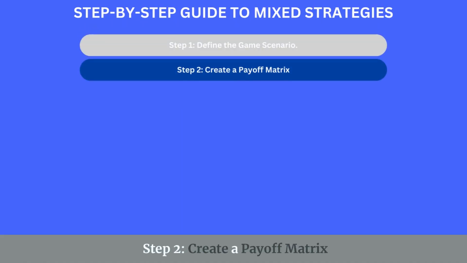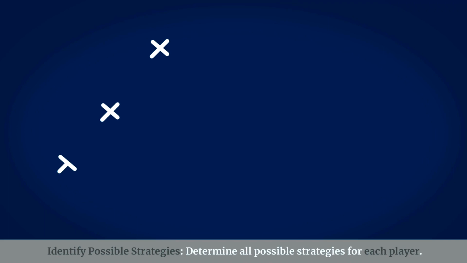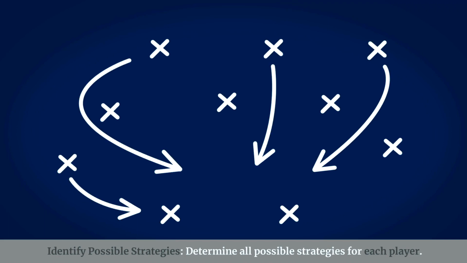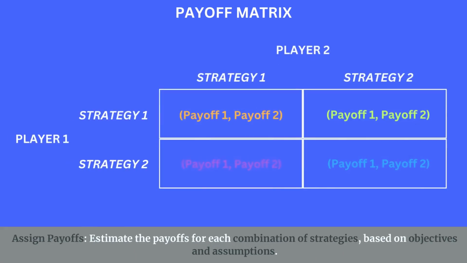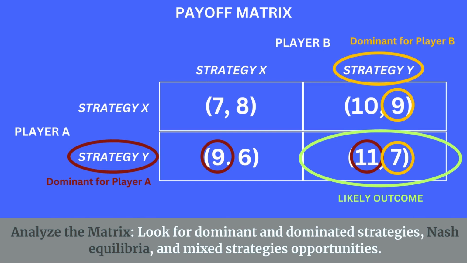Step 2. Create a payoff matrix. Build a payoff matrix to map out the potential outcomes of different strategy combinations. A payoff matrix helps visualize the outcomes for each player based on their strategic choices. Identify possible strategies. Determine all possible strategies for each player. Assign payoffs. Estimate the payoffs for each combination of strategies, based on objectives and assumptions. Analyze the matrix. Look for dominant and dominated strategies, Nash equilibria, and mixed strategies opportunities.